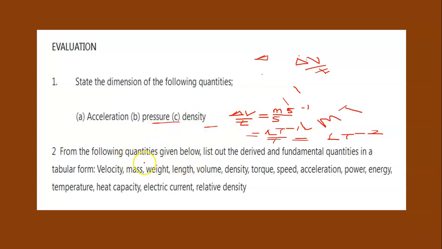Now, from the following quantities given below, these are the derived and fundamental quantities in tabular form. For instance, velocity is what? A derived quantity. Relative density is what? That's also a derived quantity. What of electric current? Electric current is a fundamental quantity. So try that out, pause the video and check if you can go through that with the lesson that you have taken so far.